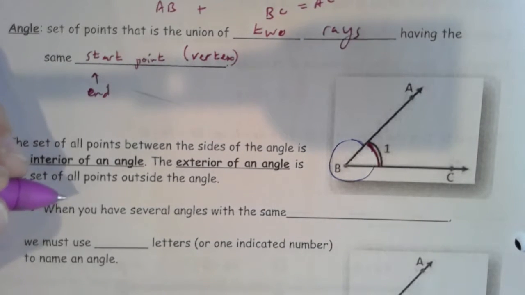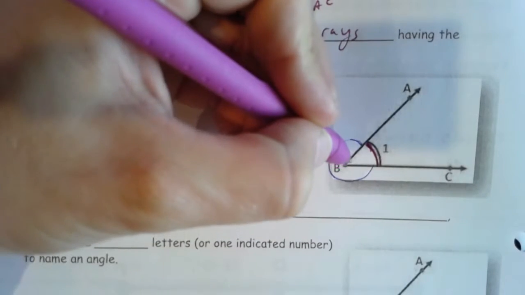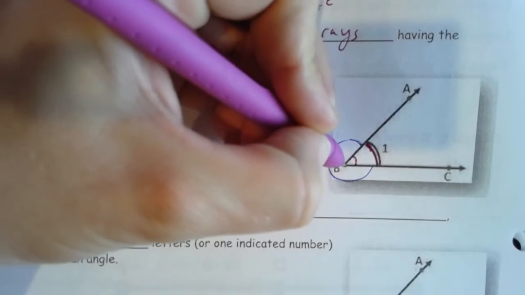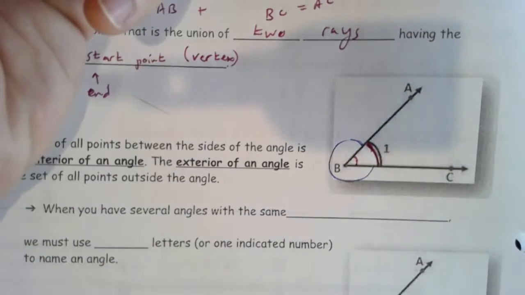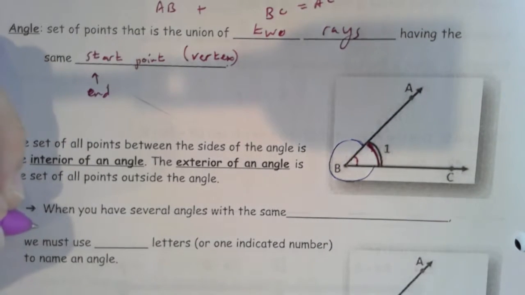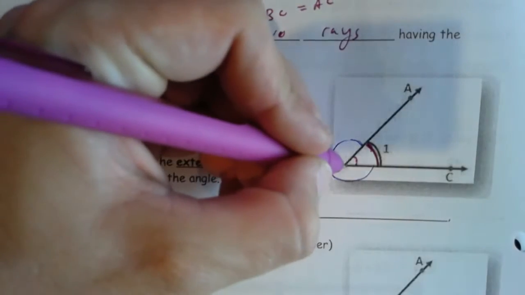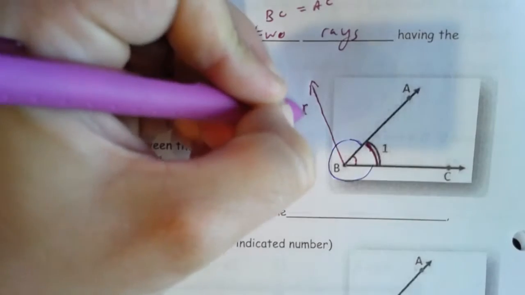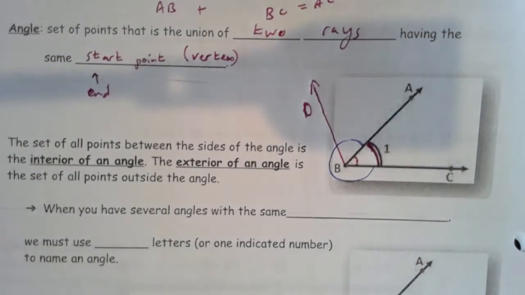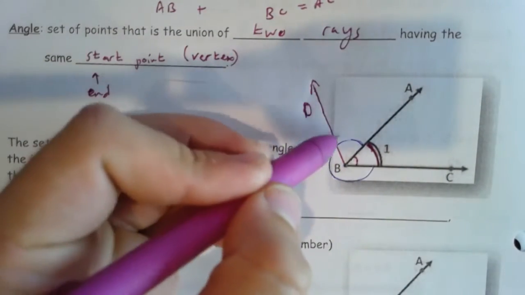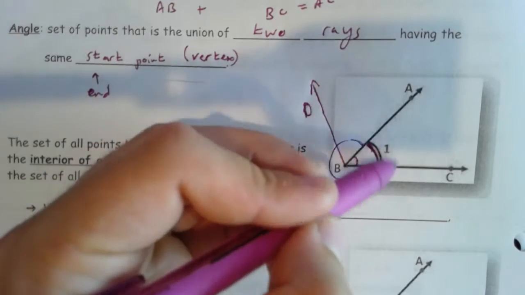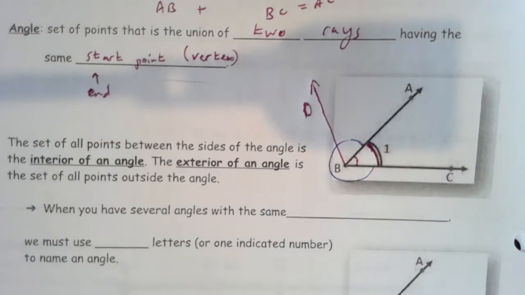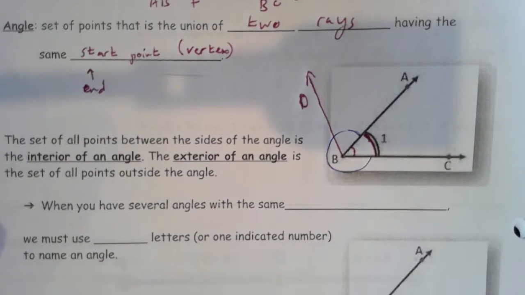Here's an important point for naming angles. You might want to just call this angle B because my vertex is B, and there's no other angle there. But if you have angles next to each other, like let's say I put another ray over here and call this D, now if you said angle B, are you talking about this part over here or that part over there? So that's where this explanation comes in.